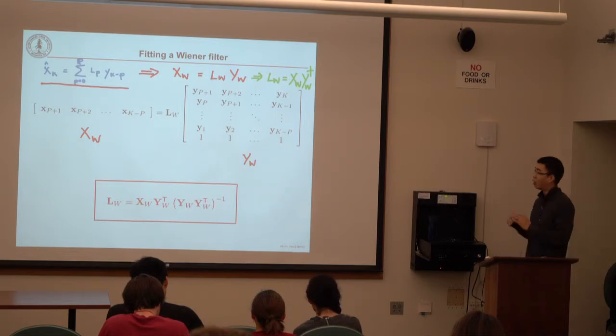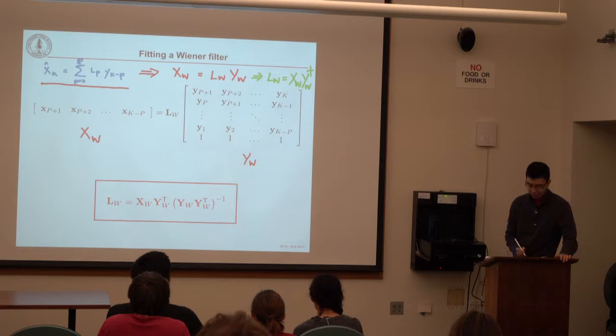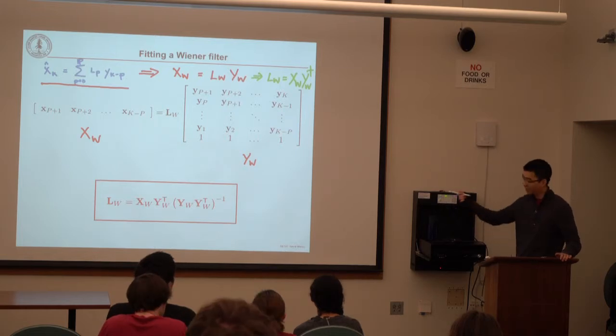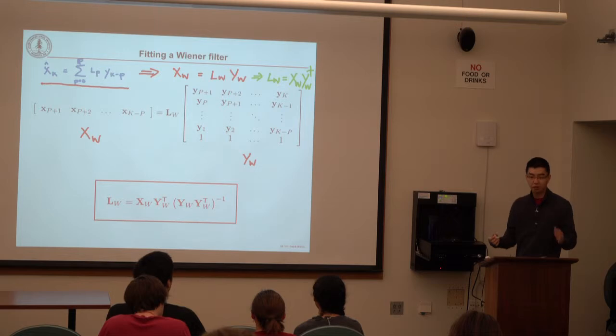And so in homework 4, if some of you have already started it, you'll see that the last question is exactly fitting this Wiener filter. And so you'll have some experience forming this large matrix. This is basically the hardest part of making the Wiener filter. And then after that, you'll just call your pseudo-inverse command in MATLAB, calculating LW, and you'll be able to decode.